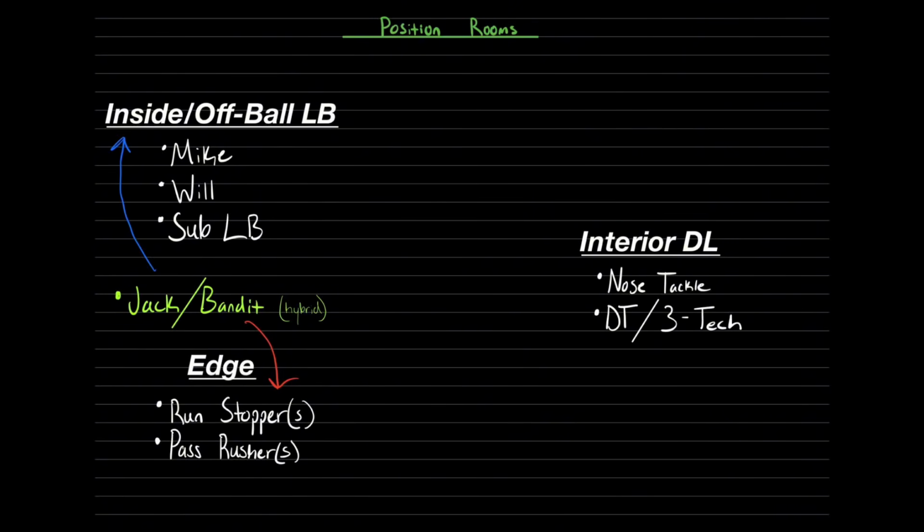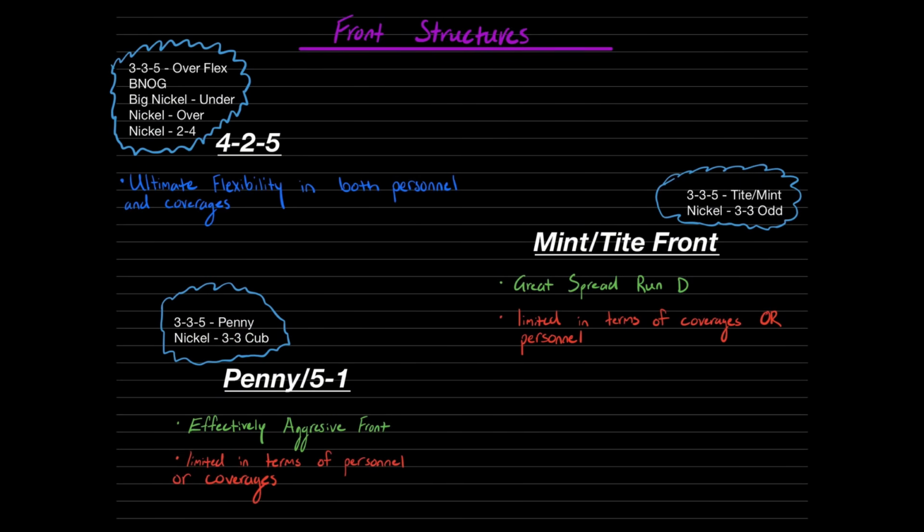All right, so in review, the positions that we're gonna cover are gonna be interior linebacker. It's gonna be made up of Mike and Will roles, and then we'll talk about sub linebackers. Then we'll move on to interior D-line, which is gonna be nose tackles and then more general purpose defensive tackles. And then we'll have our edges, which is gonna be comprised of run stoppers, pass rushers, and then our hybrid jack players. And then the fronts that those players will live in, we've got the awesome flexibility of the 4-2-5.